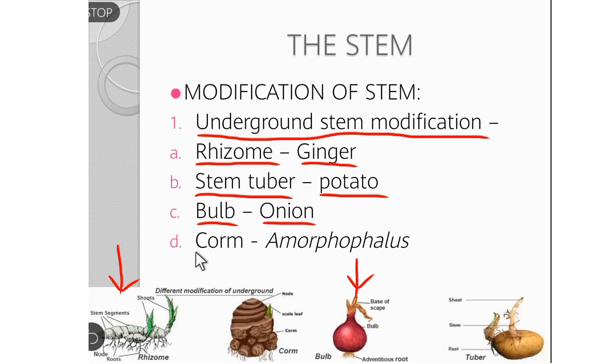The next one is the corm. The picture here shows a corm. The main example is Amorphophallus. It is also an underground stem modification for food storage. Then what is the difference? It is a swollen base portion of the stem which has scaly leaves, which is not seen in any of the other stem modifications. So this is what we have to discuss in underground stem modification at the basic level.